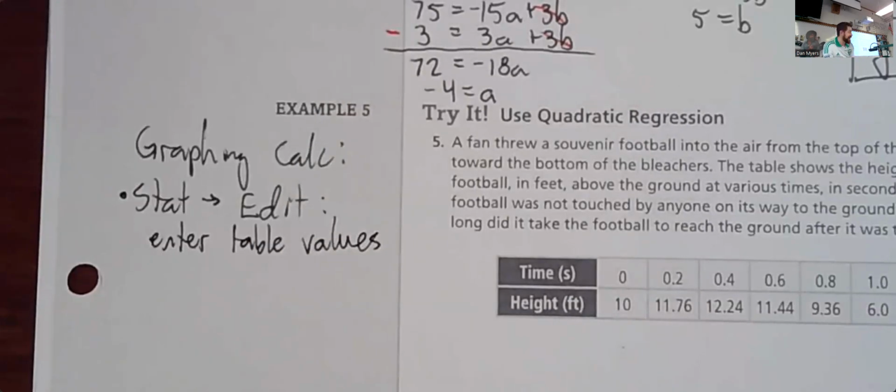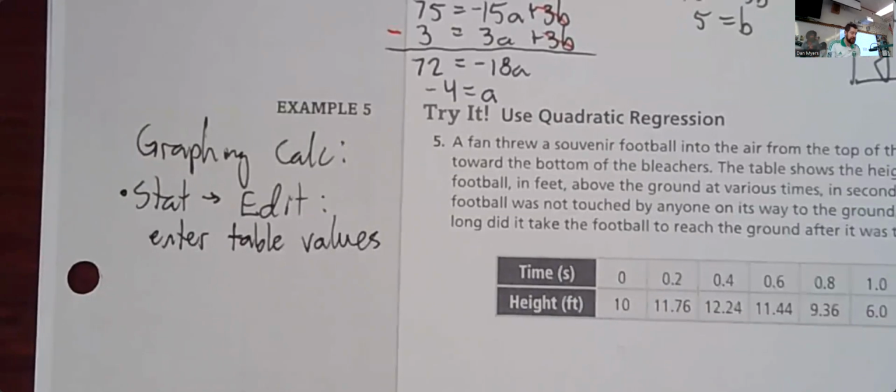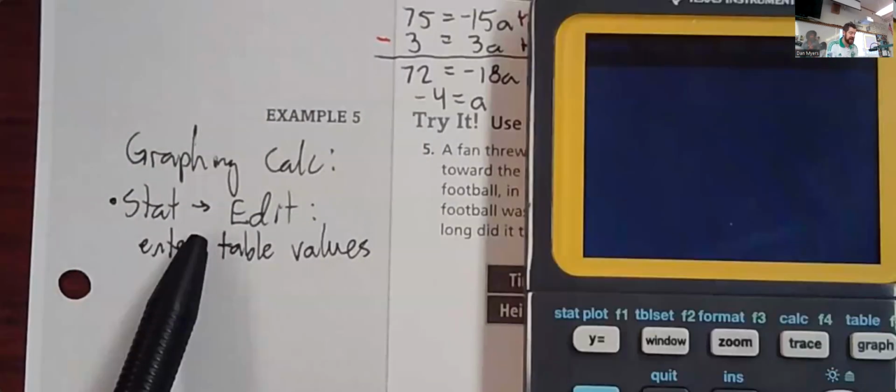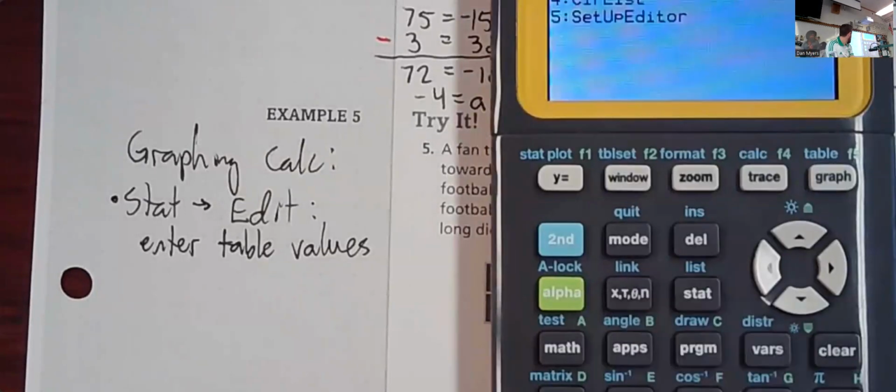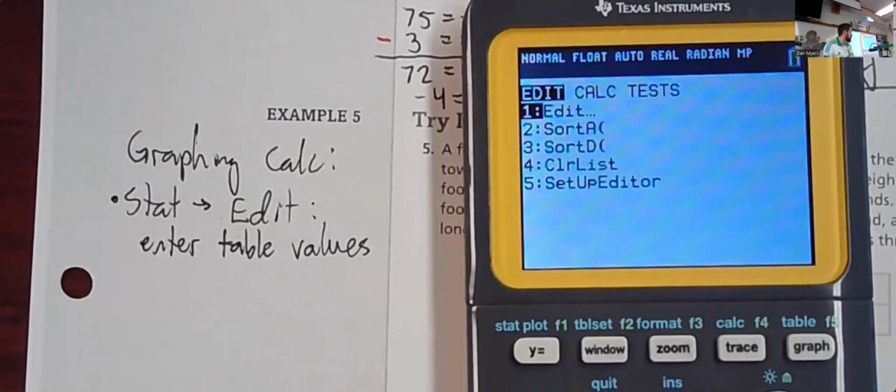So we're going to go to stat, edit, and we're going to enter the table values. Just like we did when we did our linear regression, we figured out the equations of lines. We're starting it off the same way here. So what I want for you to do on your graphing calculator, you're going to hit the button that says stat. That's right next to the left arrow. And then you're going to choose option number 1, which is edit.